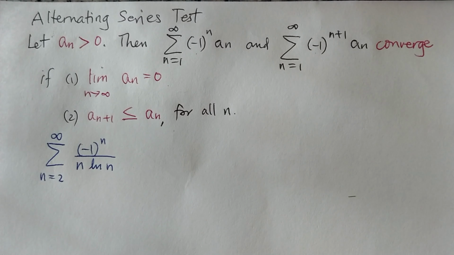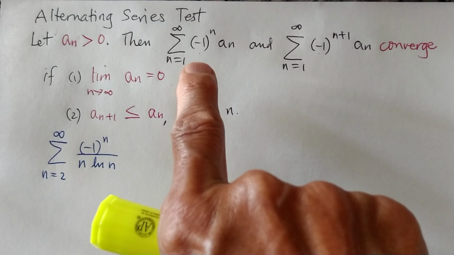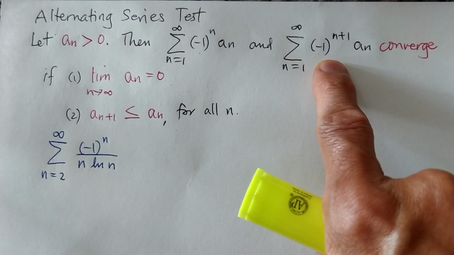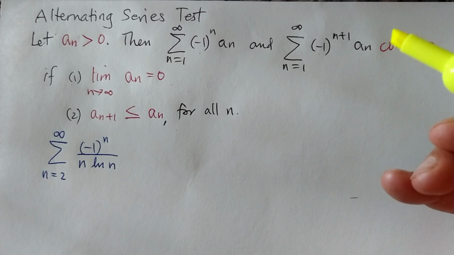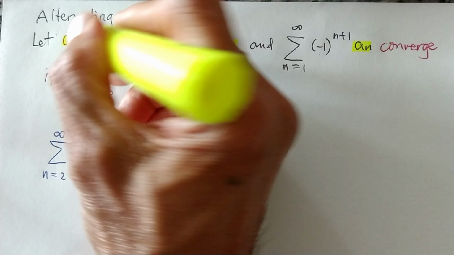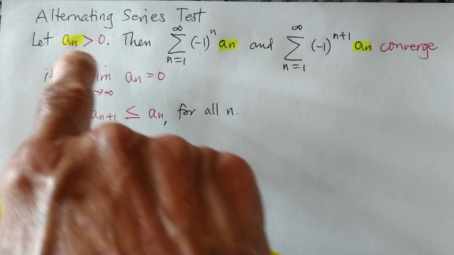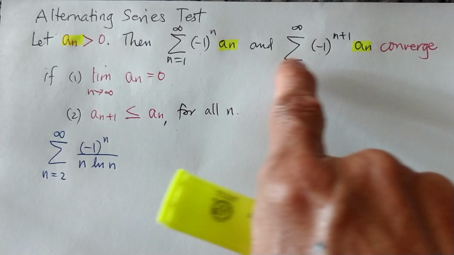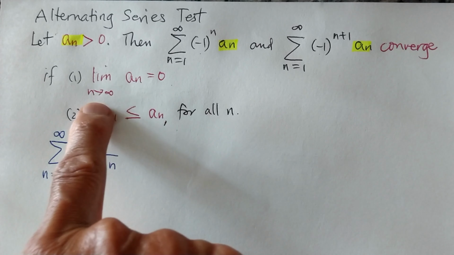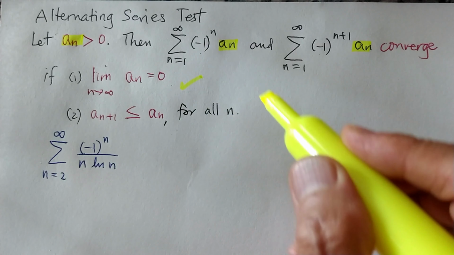Alternating series test. This is an easily recognizable series because of the presence of (-1)^n or (-1)^(n+1). I want you to take note of the a sub n. That a sub n must be positive, meaning the terms of the series must be positive, of course disregarding the (-1)^n here. The limit of a sub n as n goes to infinity must be 0. These are the two conditions that must be satisfied.